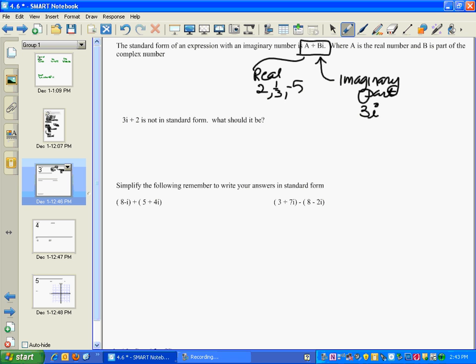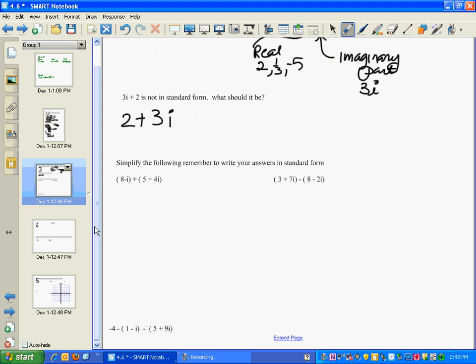So 3i plus 2 is not in standard form. How should I write it? 2 plus 3i. Exactly. Okay? I will take off points if you get the order flipped and you put your imaginary part first, because you have to get it in the right format.